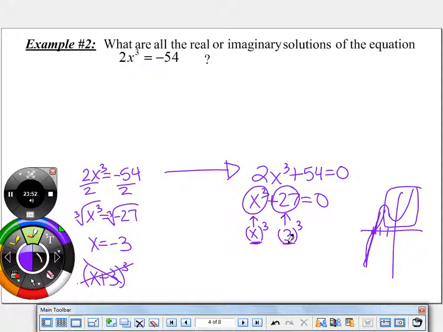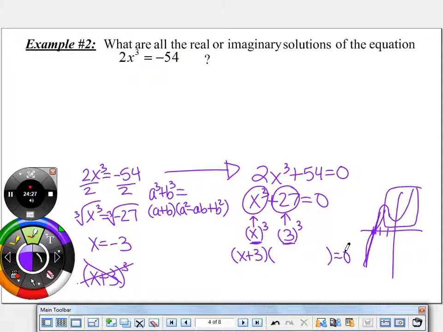Look back at your factoring pattern. It said when you had a cubed plus b cubed, it was going to factor as a plus b times a squared minus ab plus b squared. The a's and the b's in this case are x and 3. Not 27, because it doesn't say 27 cubed in our problem. It just says 27, which is 3 cubed. So our b is a 3. So that means this is going to factor as x plus 3.